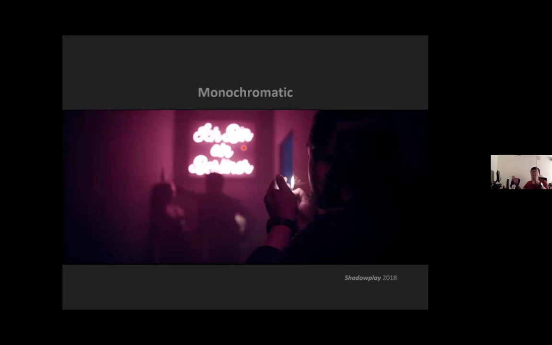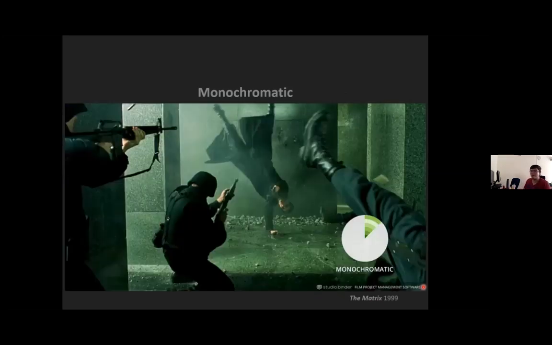First of all, monochromatic. Monochromatic usually comes in shades of a single color. For example, this is a still frame that I grabbed from a film that I color graded. It's called Shadow Play, made in 2018. It usually creates a deeply harmonious feeling that is soft and soothing. Monochromatic is usually just one single phase of color.